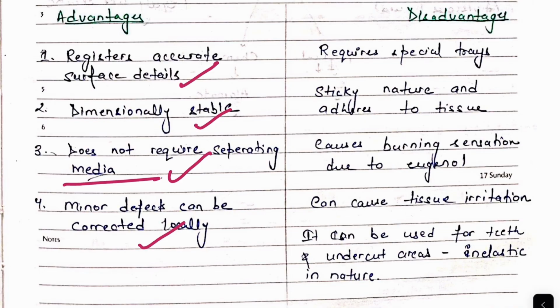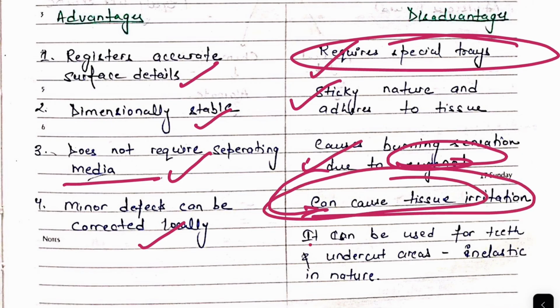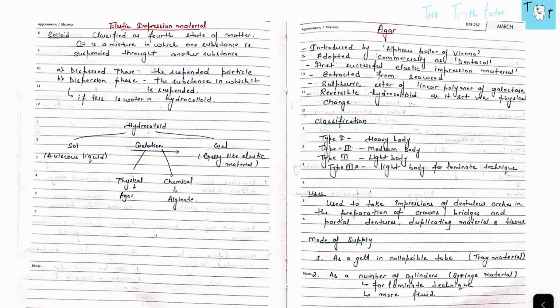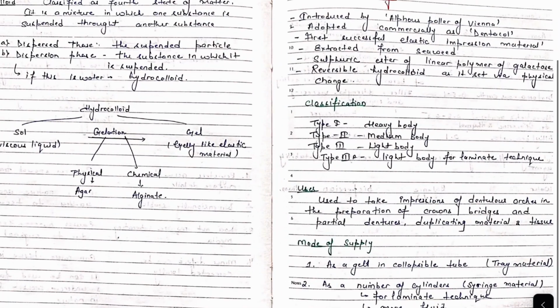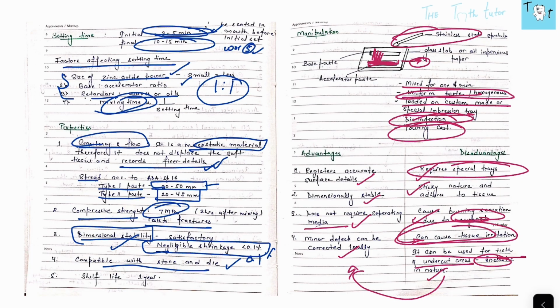Now talking about the disadvantages, so it requires a special tray. It's not like you can put it in a steel tray and take an impression. It requires special custom trays. Okay, it is of sticky nature, so it sticks to the tissue. It can cause a burning sensation in some people due to ethanol, and it can cause tissue irritation, and it is inelastic in nature. Okay, so talking about this, it should actually be in the advantages section. This is not a disadvantage.